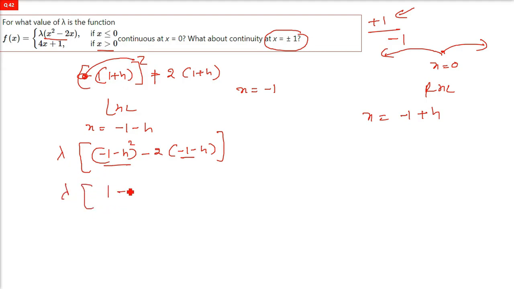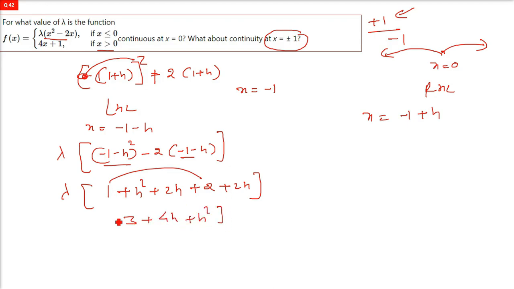So a square plus b square plus 2ab: 1 plus h square plus 2h. Minus minus will be plus, so 2 into (1 plus h), that is 2 plus 2h. So 2 plus 1 is 3, 3 plus 4h plus h square, and you have a lambda also. Now let us apply the limit, h tends to 0. So these 2 will be 0. It will be 3 lambda. We will get some value here.